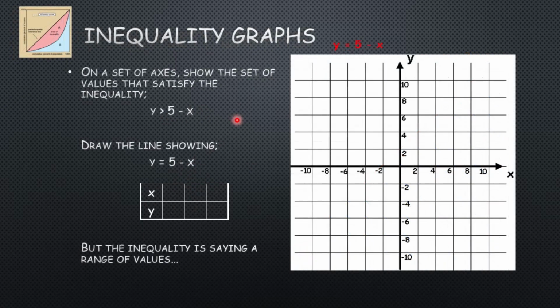Here we have another example, y is greater than 5 minus x. First of all we draw the line using the trial and error method. When x is 0, y will be 5. When x is 1, y will be 4, and when x is 2, y will be 3. We construct the line, and then shade the region where y is greater than 5 minus x, so the region will be this.